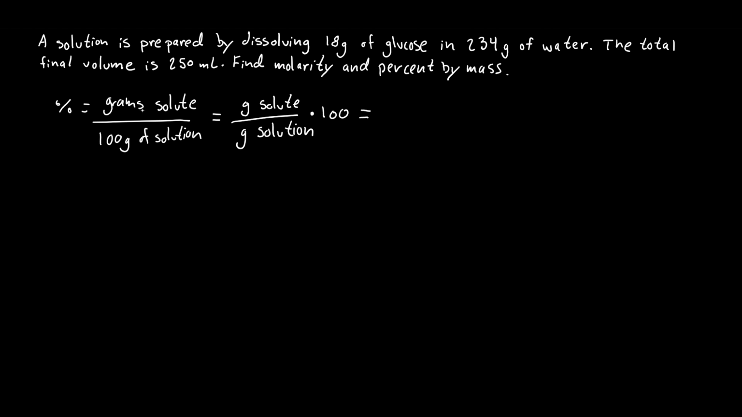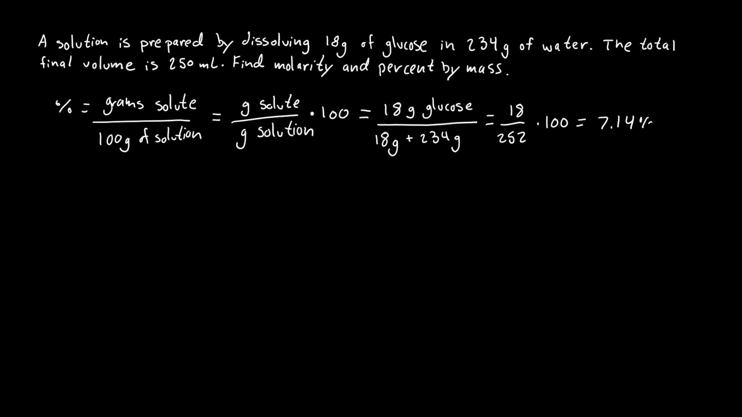So in this case we need the grams of solute and the grams of solution. We're given the grams of solute is 18 grams of glucose, and then for our total grams of solution we have 18 grams of glucose plus 234 grams of water, which gives us 18 divided by 252 times 100. And if we plug that into our calculator, we should get 7.14% glucose by mass.